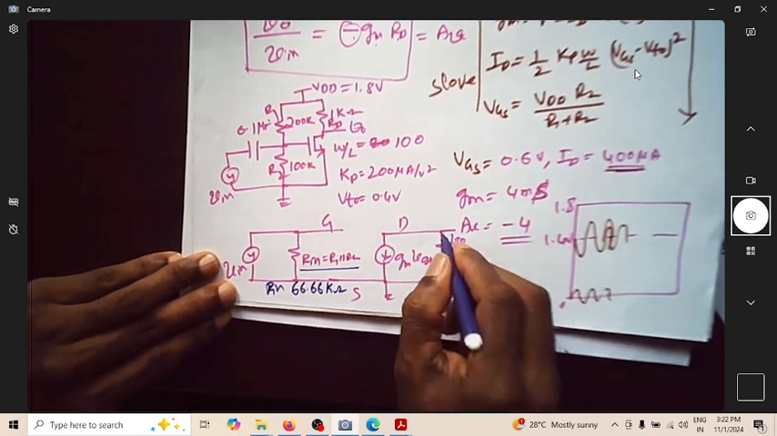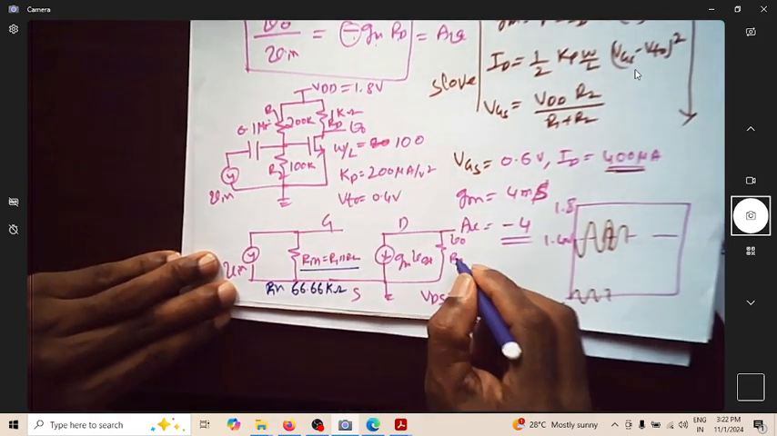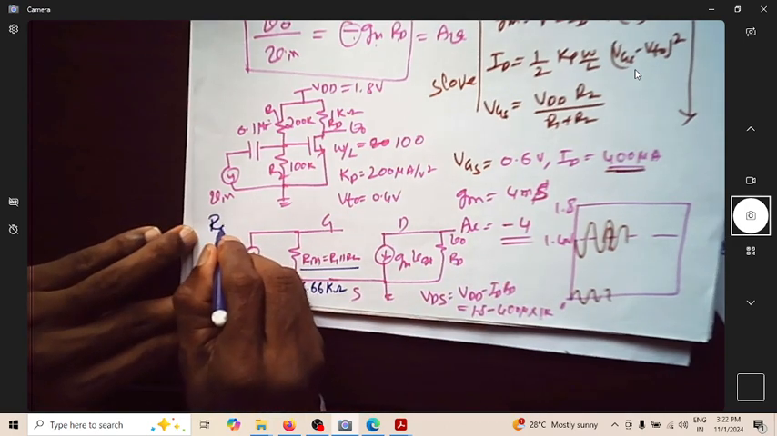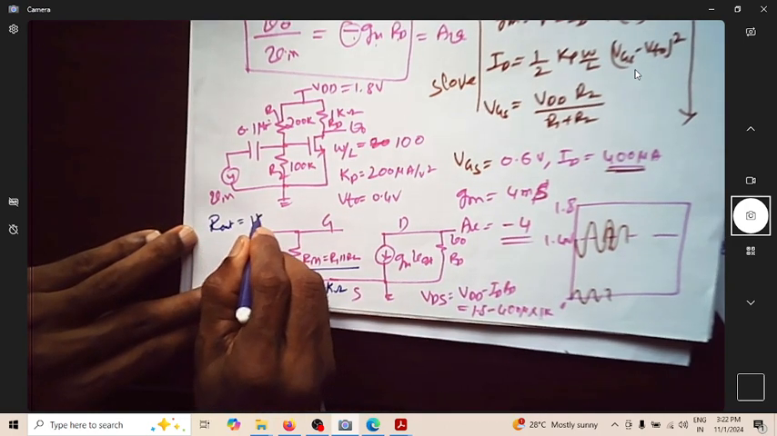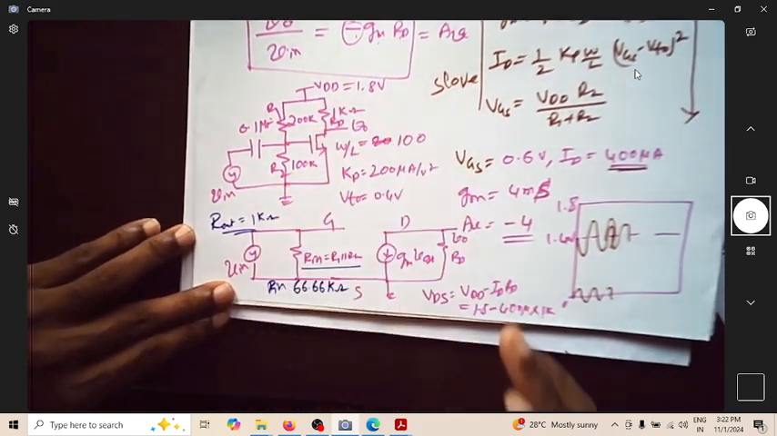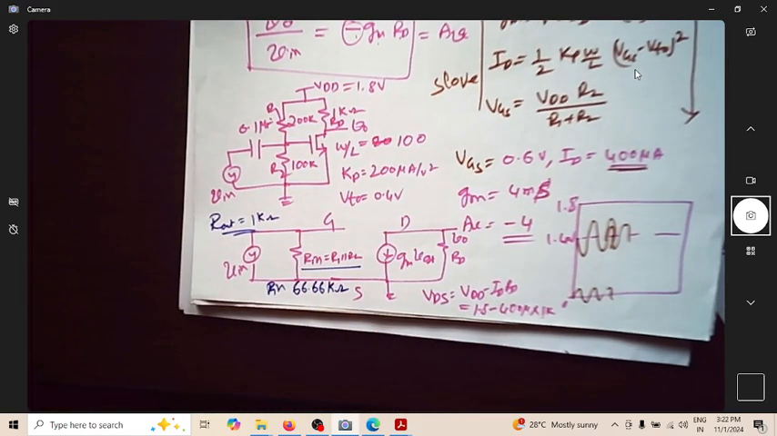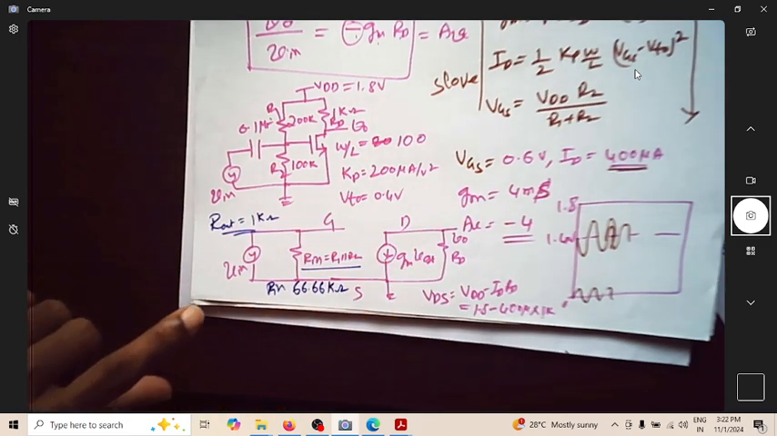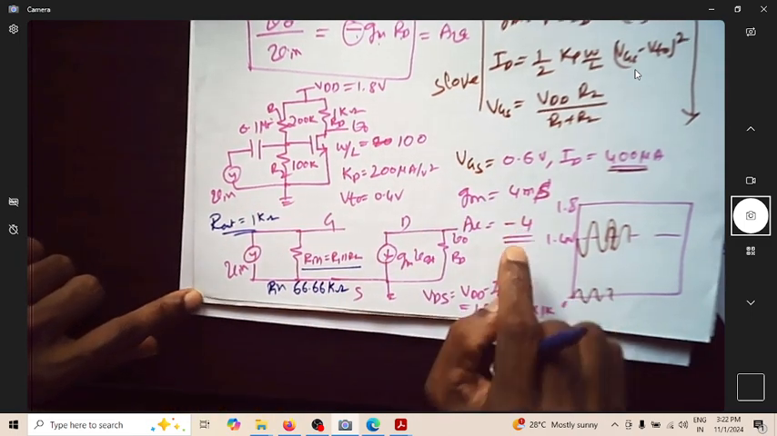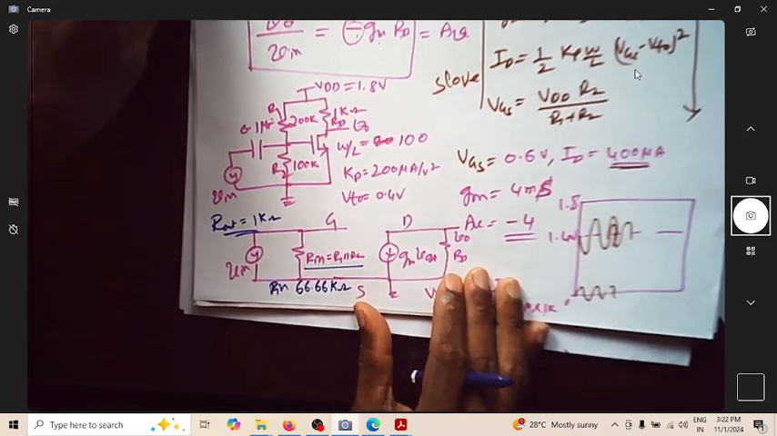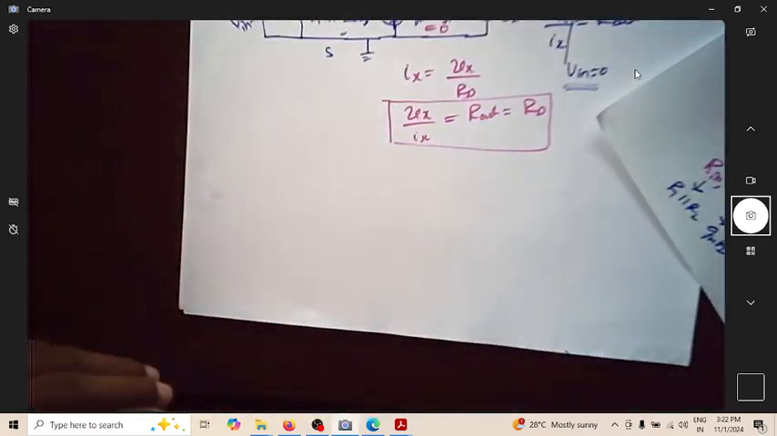The R out happens to be 1k. The R out is RD. The R out happens to be 1 kilo ohm for this particular amplifier. Okay, it is as simple as this. And of course, the gain of this, we actually found that the gain is -4. So these are the specifications of this CS amplifier.